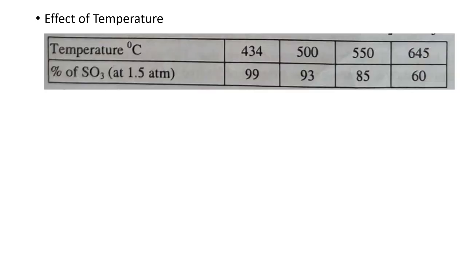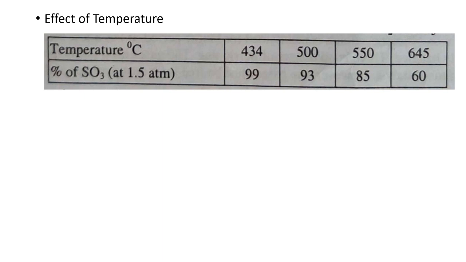And you know that the contact process takes place in three steps. Out of these three steps, the second step, that is conversion of sulfur dioxide to trioxide by oxidation, is a key step. And we have seen in the last lecture the effect of temperature. As the temperature increases, the yield goes on decreasing. The reason for this is the reaction is exothermic. So therefore, with increase in temperature, it will reduce the yield of the product.